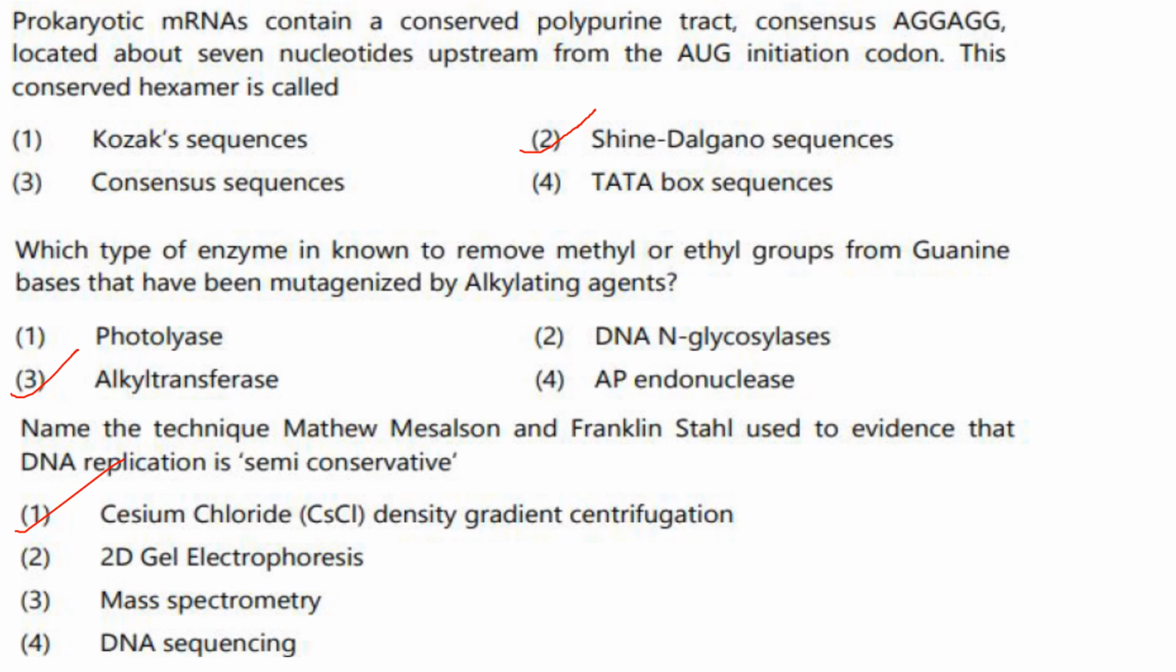Whereas Kozak sequence, it is found in eukaryotes. It is a eukaryotic translation initiation sequence and it is found surrounding the AUG start codon. Then consensus sequence means it is a general term for conserved DNA or RNA sequences. Then TATA box, as you all know, it is a DNA sequence found in eukaryotic promoters, and it is needed for transcription initiation.